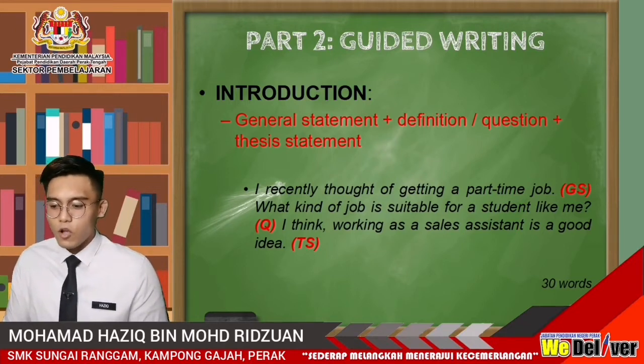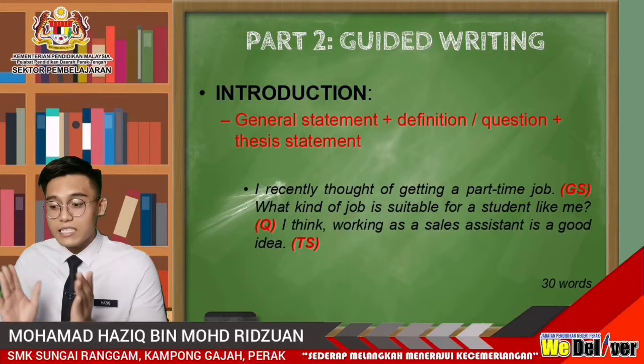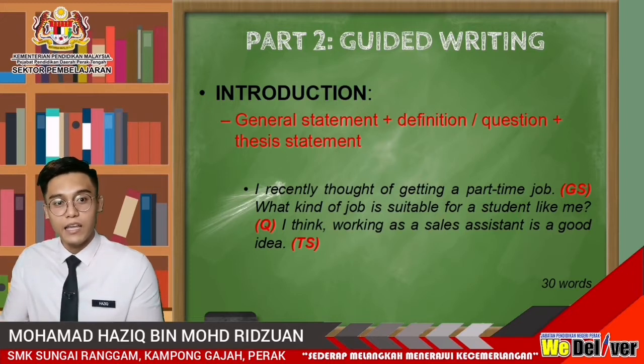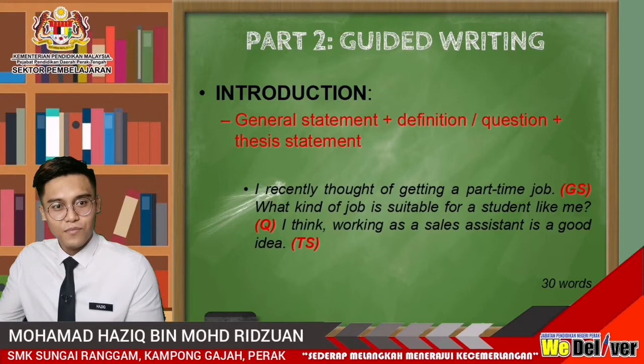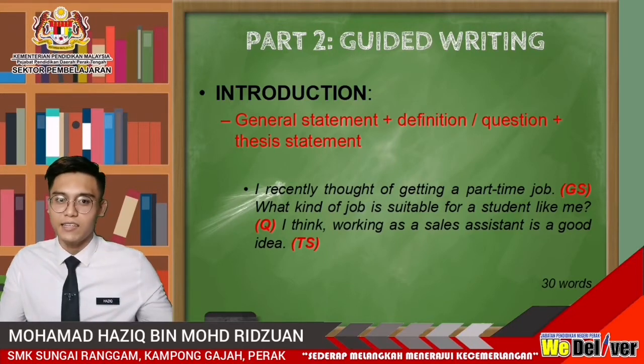Okay, what kind of job is suitable for a student like me? So I ask myself a question. Okay, I think working as a sales assistant is a good idea. Sales assistant here is the thesis statement, the main idea of your writing. You are going to write about sales assistant as your part-time job. Okay? Alright, so that's how you write it. See, 30 words, just nice.